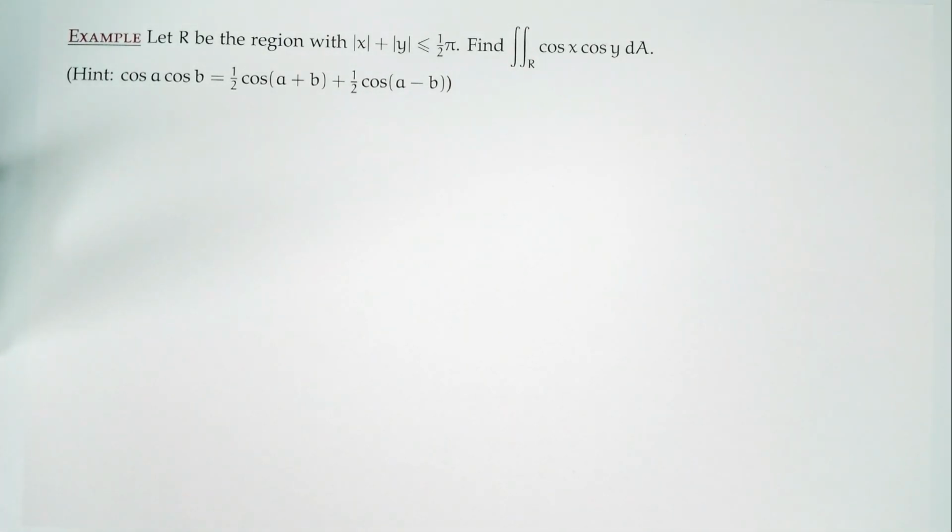Let R be the region where you have absolute value of x plus absolute value of y is less than or equal to half pi. Find the integral over the region of cosine x cosine y dA.